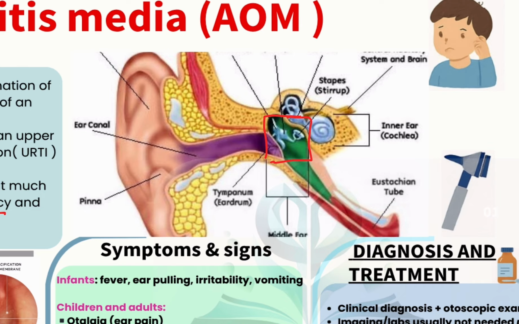An important structure in middle ear anatomy, and it's worth mentioning here, is the eustachian tube. The eustachian tube connects the middle ear cavity, through its anterior wall, to the nasopharynx. It's important to remember it because it plays a role in the pathophysiology of acute otitis media.